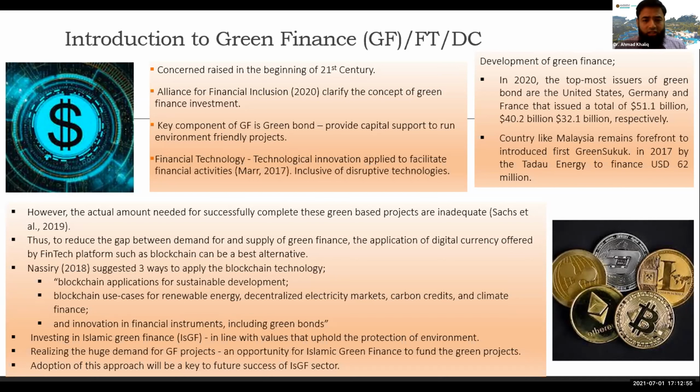On top of that, Walls et al. 2015 said that green finance is also defined as including all forms of investment or lending that consider environmental effects and enhance environmental sustainability. For that reason, a number of earlier literature found that the key component of green finance is the issuance of the green bond itself, which is one of the fastest growing fixed income securities in providing capital support to run these environmentally friendly projects.